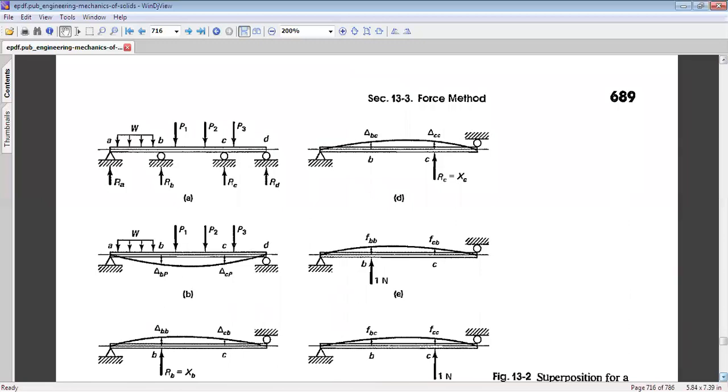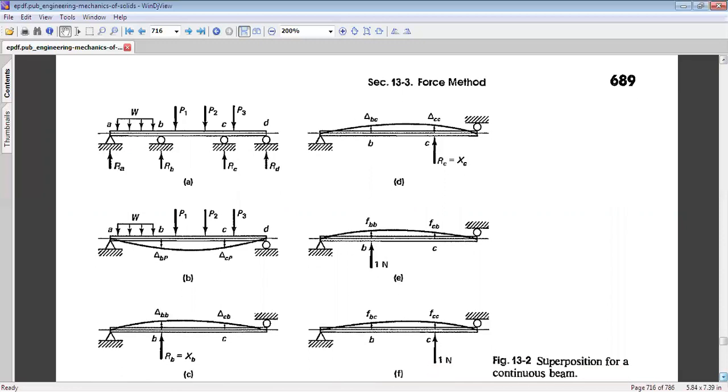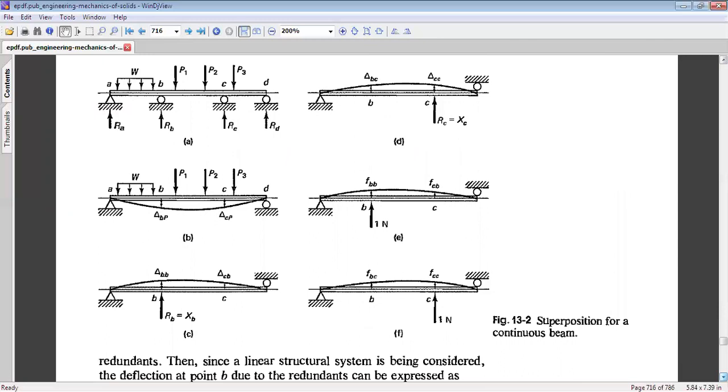Then using our deflection equation, we can find out triangle BP, which is the deflection at point B due to the external loads P. And we can also find out triangle CP, which is the deflection at point C due to the external loads.